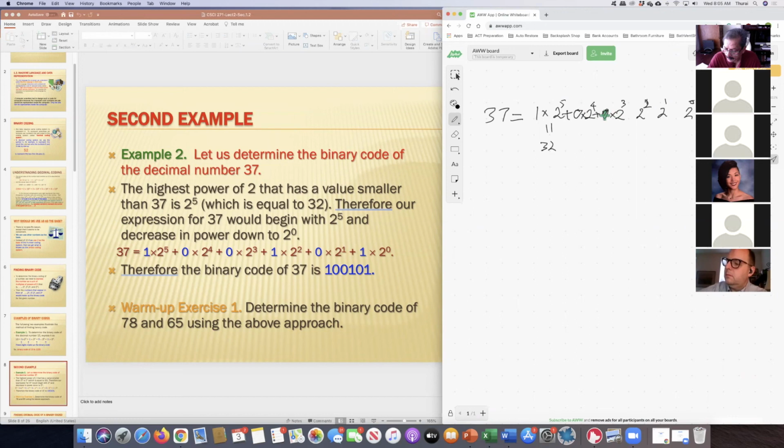And 2 to the 2 is 4. I can include that. So therefore, I put 1 there in front of that. So that's 1 means 4 included. 32 plus 4 is 36. So I cannot have another 2. So 0 times that. I need a 1. So I need 1 times 2 to the 0.